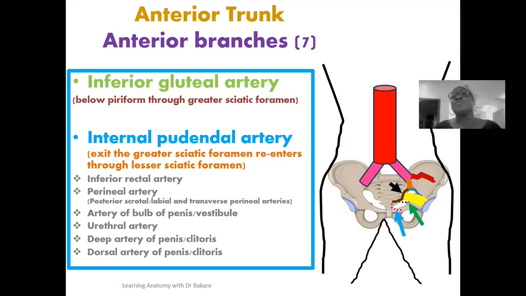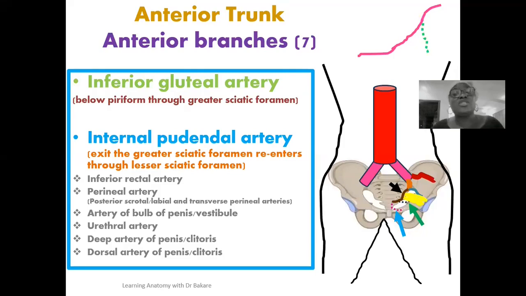So let's put up this image here. This is where we have the internal pudendal artery, after its emergence from the anterior trunk of the internal iliac artery. We said that it exits the pelvic cavity and also re-enters. Giving off its number of branches that we have highlighted, we first have the inferior rectal artery, and we say it supplies the rectum.